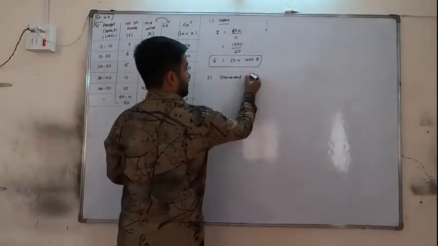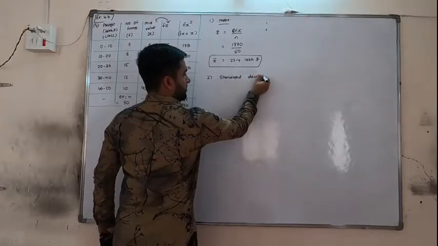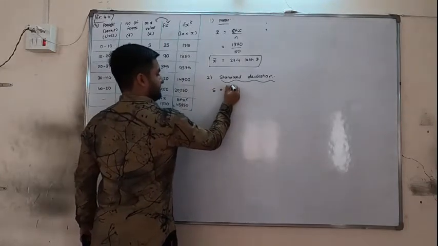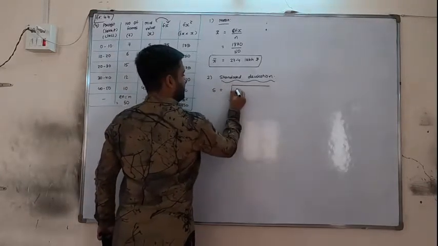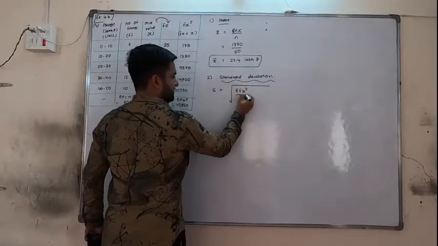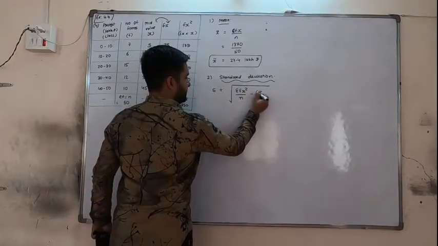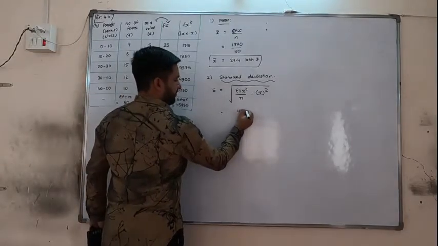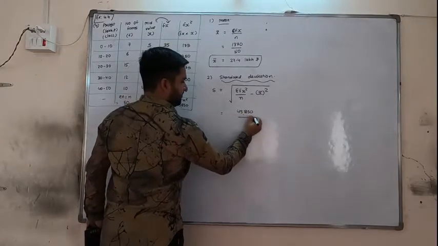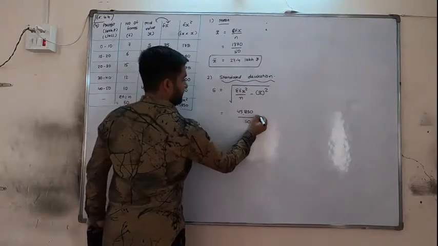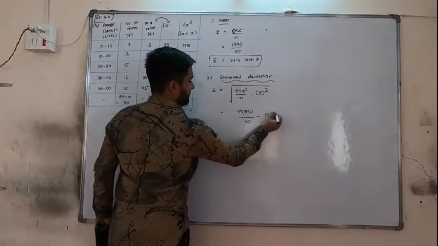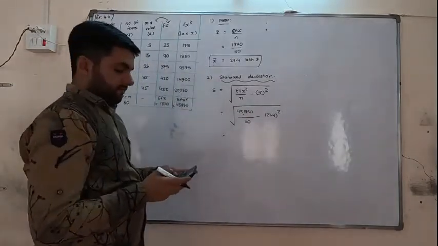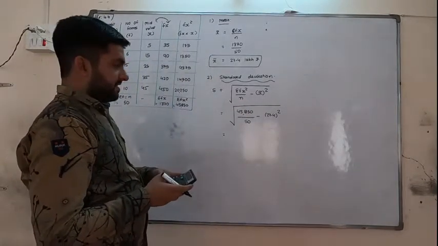So next is standard deviation. S is equal to the square root of sigma fx square by n minus x bar square. Sigma fx square is 45850, n is 50, x bar is 27.4 whole square. 45850 divided by 50.